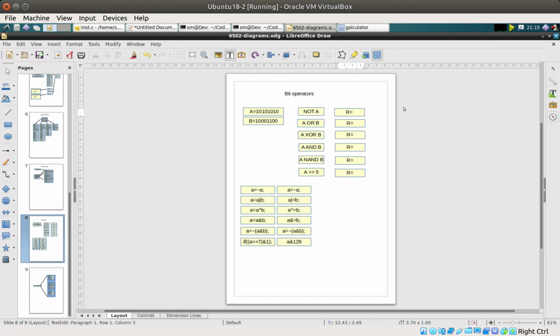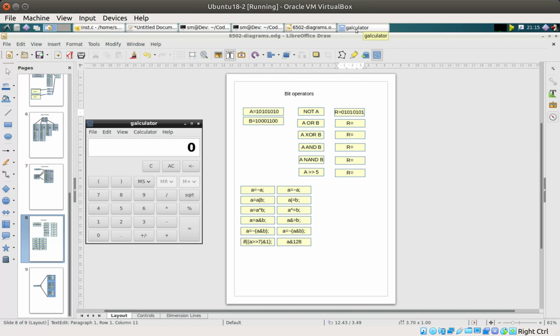The NOT just flips the bits. So if you take this binary pattern that we've got in our A variable, or A register, as we're going to describe it, NOT would take all the bits and turn them to the opposite. So in this case, it would turn it into 0 1 0 1 0 1 0 1.